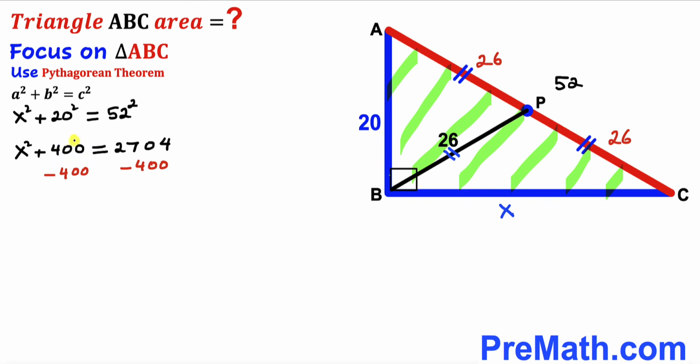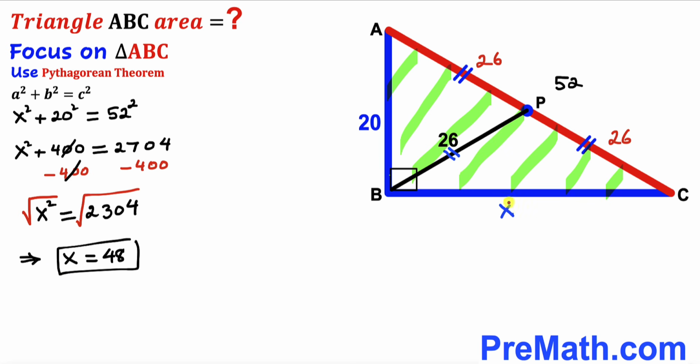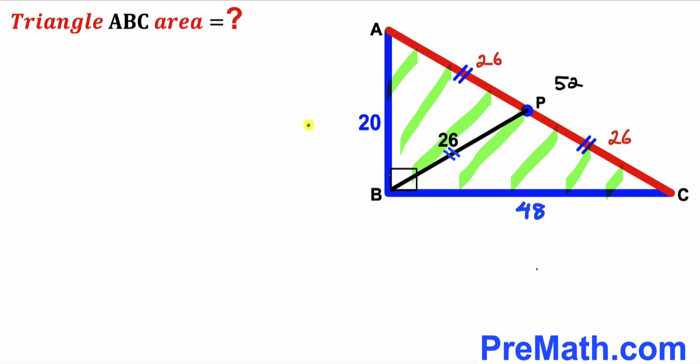Now we are going to subtract 400 from both sides. Here we can see the 400 and negative 400 are gone. x squared turns out to be equal to 2304. Now I'm going to undo this square by taking the square root on both sides. So our side length x value simply turns out to be 48 units. So our x value turns out to be 48.